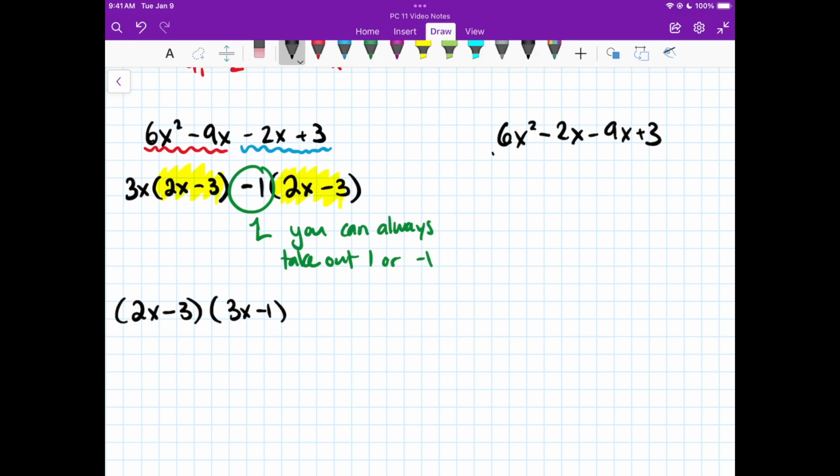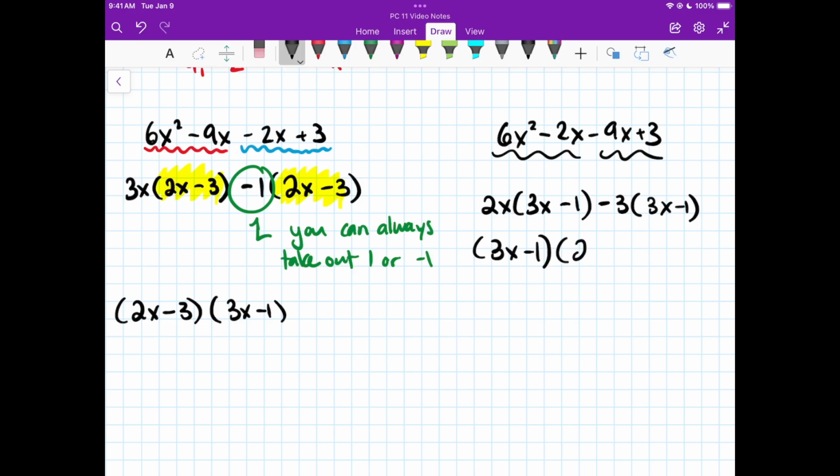So if we make our groups here, the 6x and the 2x, we're going to be able to take out a 2x, which is going to leave behind 3x minus 1. The 9 and the 3, we're going to be able to take out a negative 3, which is also going to leave behind 3x minus 1. And so you might notice that we're basically ending up in the exact same spot. We've just come at it from the opposite side. So now the 3x minus 1 is our common factor, and we still get the 2x minus 3. The order of those two things makes no difference. Our answer is the same.